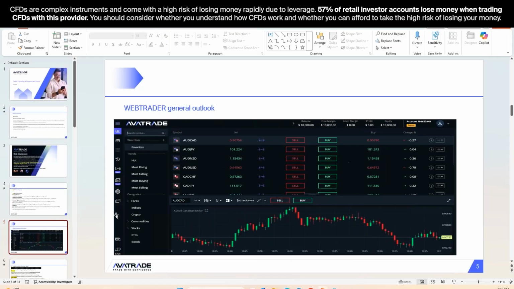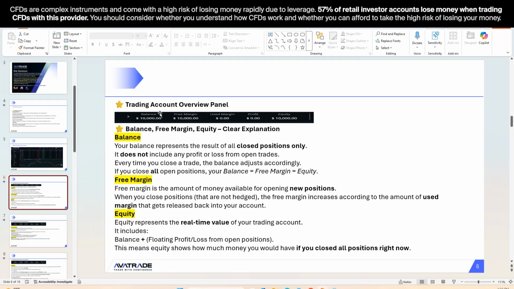So this is the main page. Over here we cover some of the basics. Balance represents your closed positions. Every time you have a closed position, the balance will be updated. So for example, if I close a position in profit, what do you think will happen to the balance? The balance will go up. If I close a position at a loss, the balance will go down.